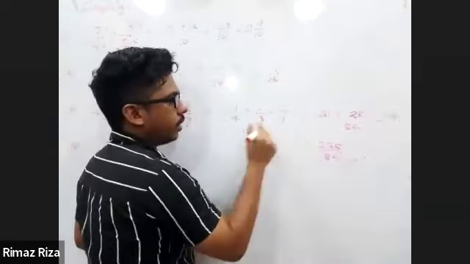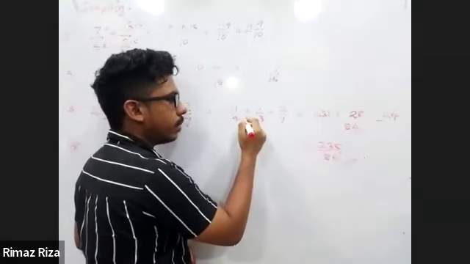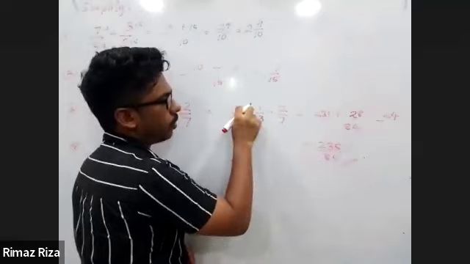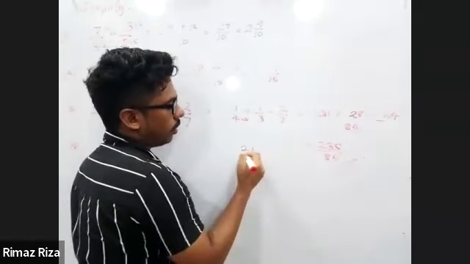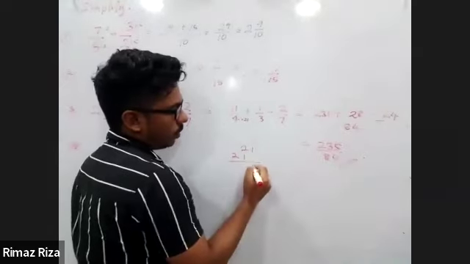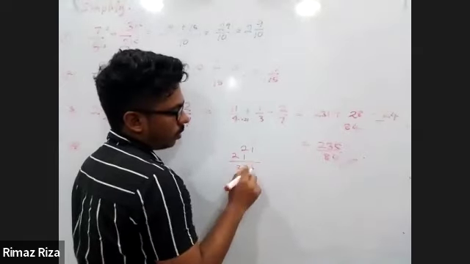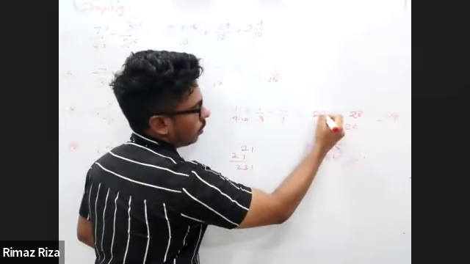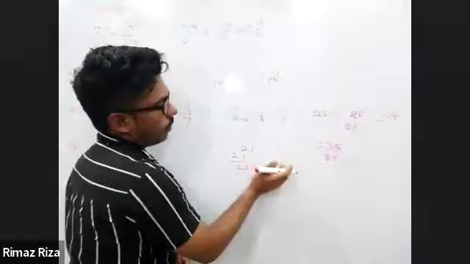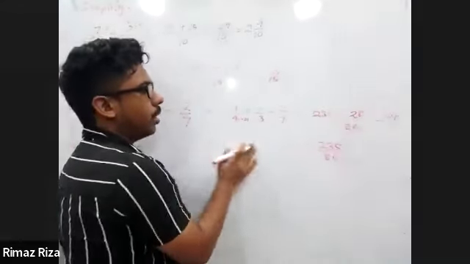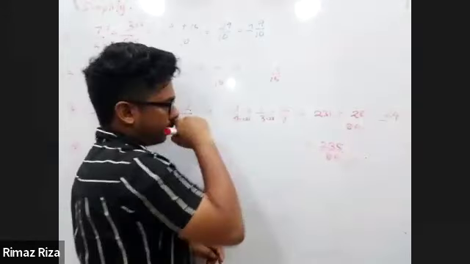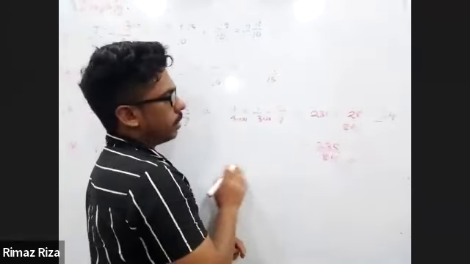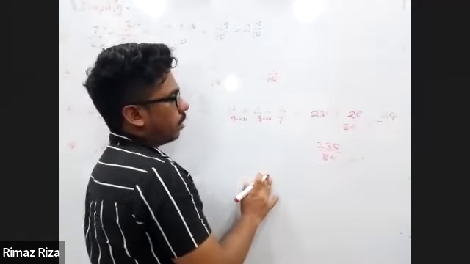In order to get 84, this 4 should be multiplied by 21. Therefore, this one also you have to multiply by 21. So 21 into 11 is 231. Okay. And then to get 84, 3 has to be multiplied by 28. Okay. 3 should be multiplied by 28.